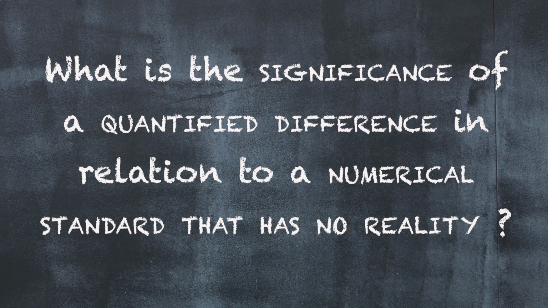So what is the significance of a quantified difference in relation to a numerical standard that has no reality? None, except the meaning we want to give it, which depends on our preconceptions, our paradigms, and our goals. So there can be no objectivity in a statistical interpretation. It's important to understand that numbers in themselves have no meaning. They are abstract symbols of a merely logical language. We give them meaning by interpreting them from our point of view.